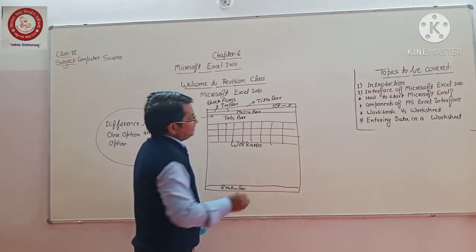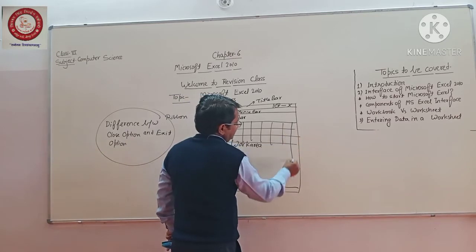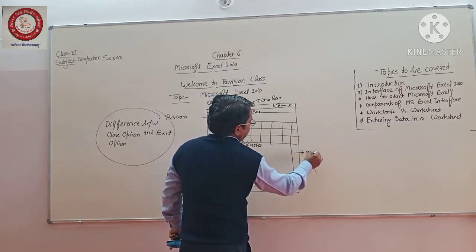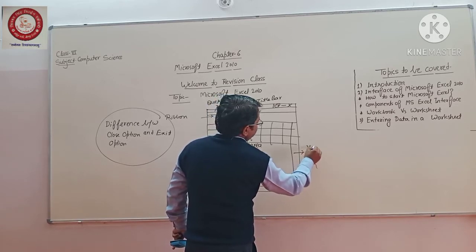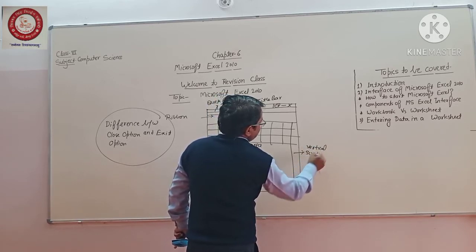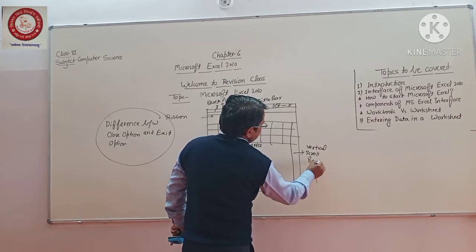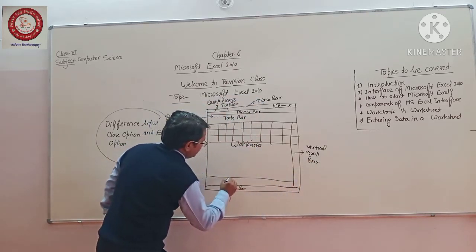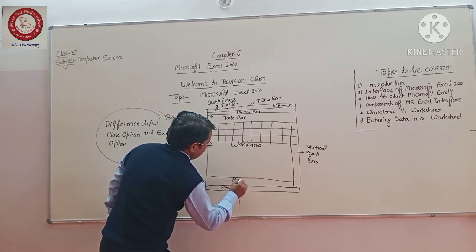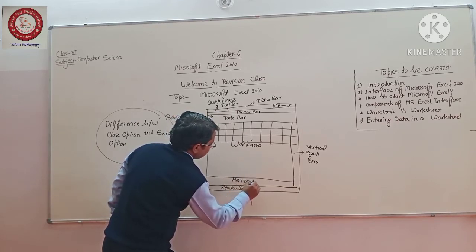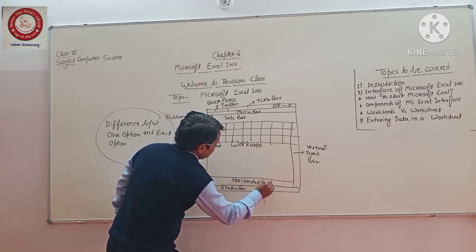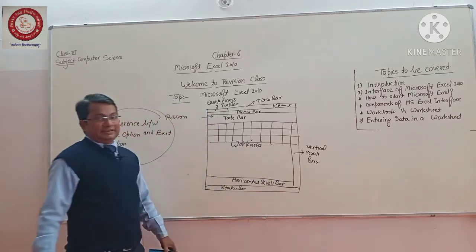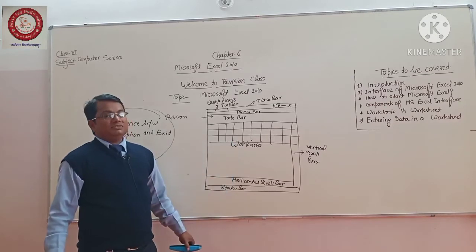And apart from this, when you come to the right side, this is called the vertical scroll bar. And at the bottom side, the horizontal scroll bar is there, right? So there are two kinds of scroll bars.